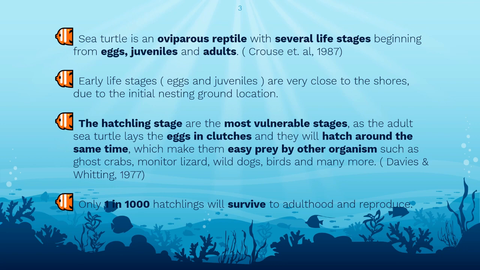in clutches, and they will lay their eggs around the same time. Also, they will hatch around the same time and in the same area, which makes them easy prey for other organisms, such as the ghost crab, the monitor lizard, wild dogs, and many more. It is estimated that only 1 in 1,000 hatchlings will survive to adulthood and reproduce.